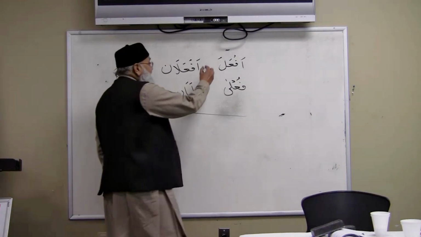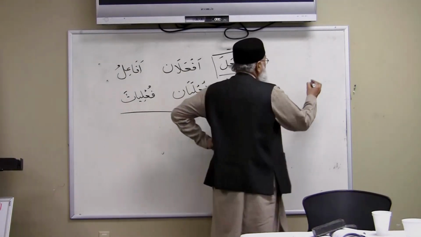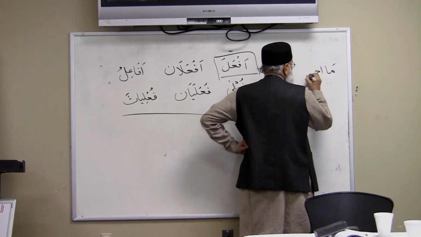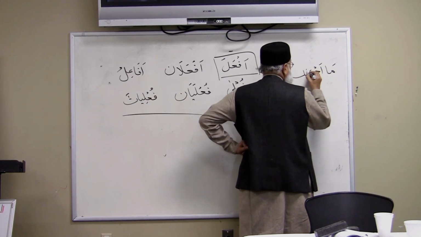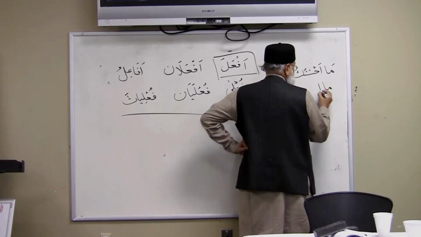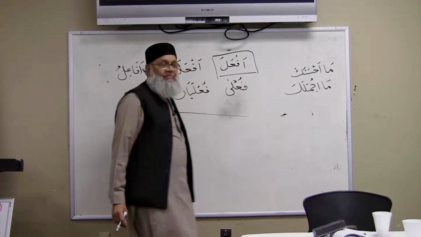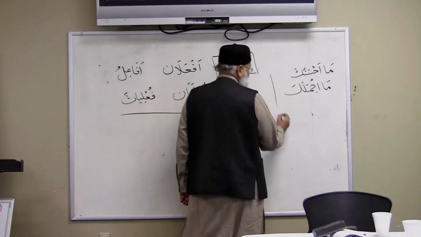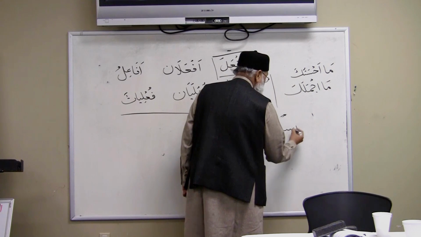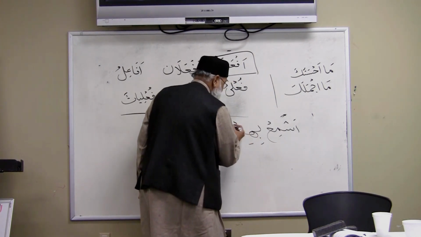But when it is the superlative degree, there are two other ways to describe that. One is Ma ahsanaka, how beautiful are you? How great are you? Ma ajmalaka, how handsome are you? And the other is Asmi bihim wa absir, اسمع بهم وأبصر يوم يأتوننا.